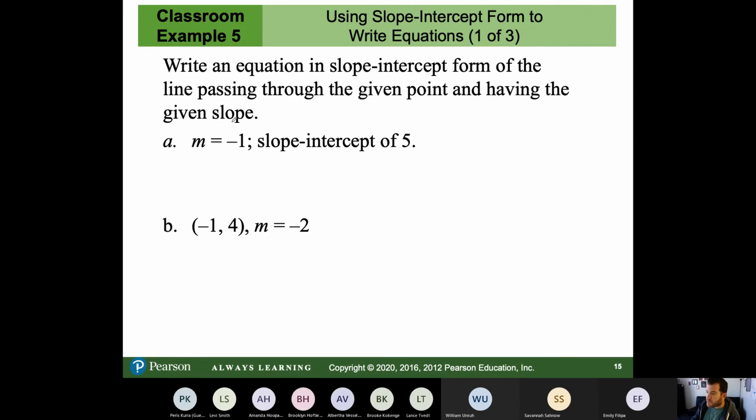Okay, so write an equation in slope-intercept form. This one, I'm given a slope and I'm given an intercept. So remember, it's just y equals mx plus b, right? In this case, y equals negative 1x plus 5, because this is my slope and this is my y-intercept. If you wanted to, you can just write that as y equals negative x plus 5. Pretty straightforward. This one takes a little bit more time.